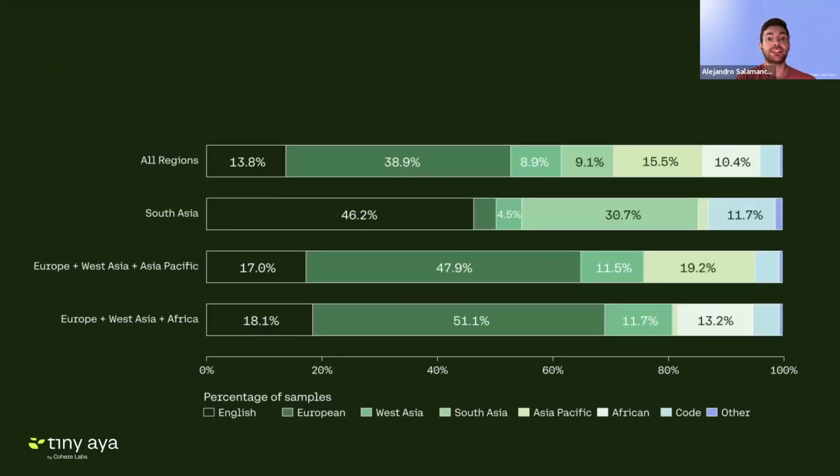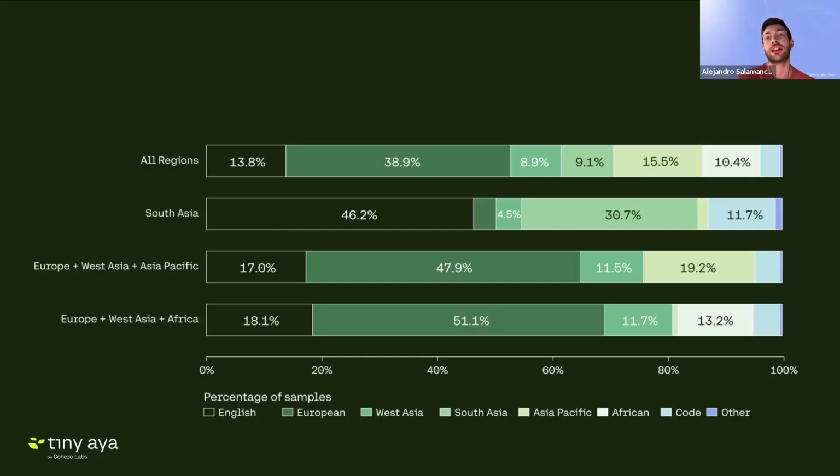So this is the data mix per cluster. And you can see that English is shared across all the different clusters. That's because English is the language with the most available data out there and usually the highest quality data. And it also helps us, and will help us later on, to merge these clusters more effectively.